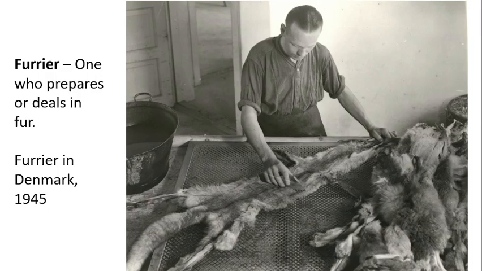This is a more modern but still rather vintage photograph of a furrier. A furrier is someone who prepares or deals in furs. And this photograph is a furrier from Denmark in 1945. Now, when we refer to fur, it is the skin of animals with the fur still on it.